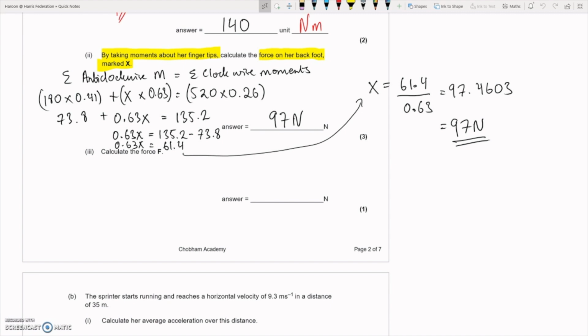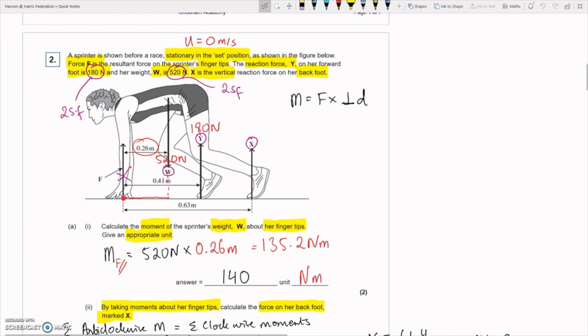Now, I kind of hid it, but it's here. The next part says calculate the force F. So I'm going to go back to my diagram. I now know what W is, I know what Y is, and I've calculated X to be 97. So let's put that over here as well now.